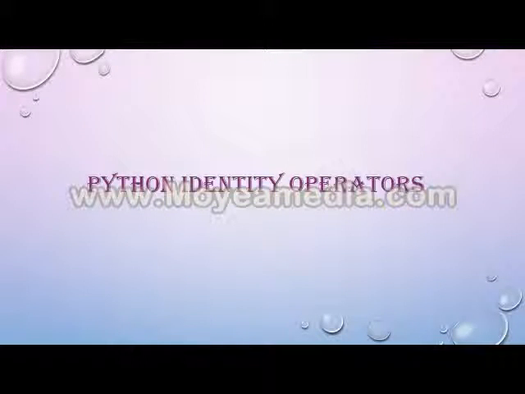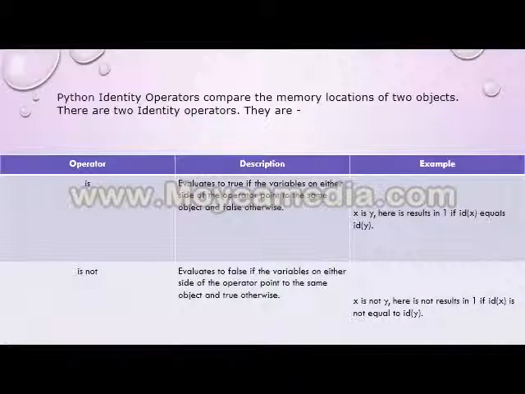Comes the Python identity operators. Python identity operators compare the memory locations of 2 objects. As we have seen before, Python membership operators compare a substring and a string or variables, but here the memory locations of 2 objects are compared. There are basically 2 identity operators. They are is and is not.